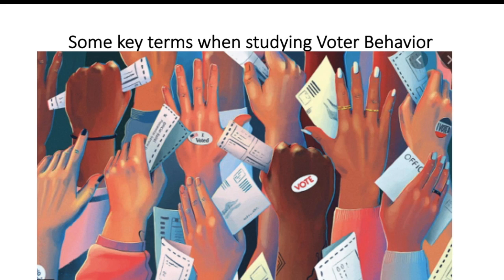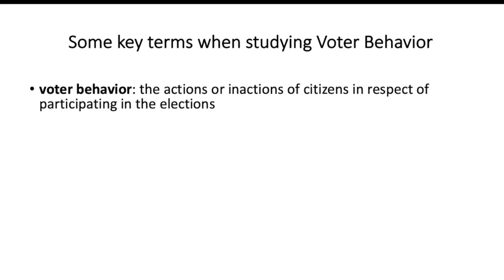As we begin studying voter behavior, we're going to go over some key terms. So first, what is voter behavior? Voter behavior is the actions or inactions of citizens in respect of participating in elections. So do people vote? Do people not vote? Why do they do this? These are all important components to this concept of voter behavior, which we're going to take a very close look at.